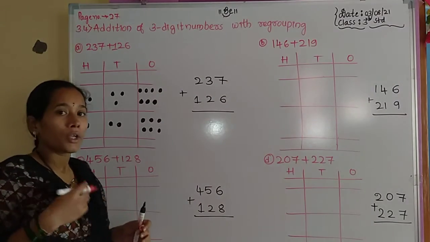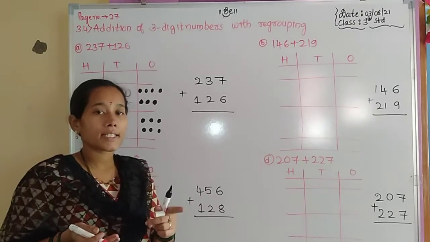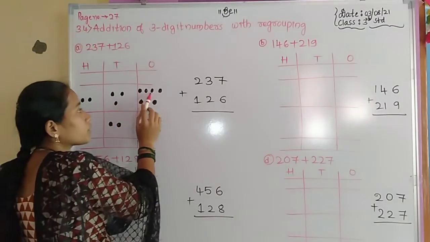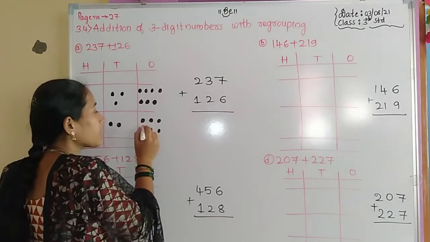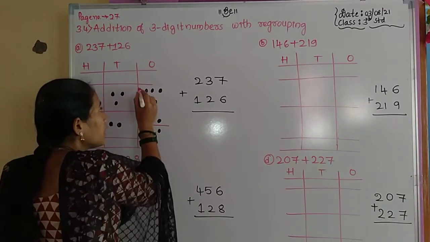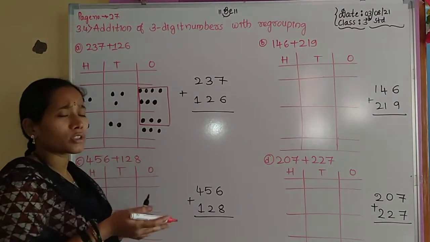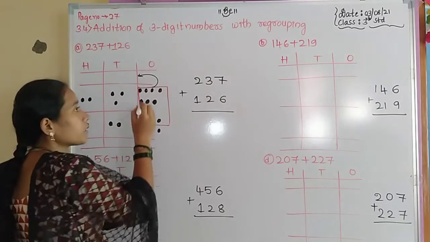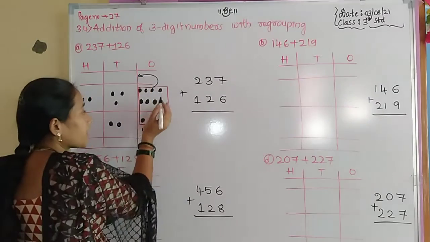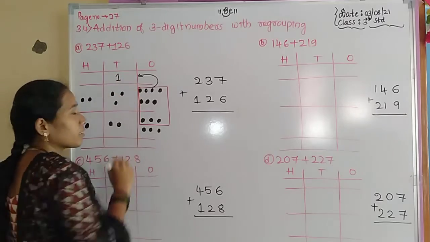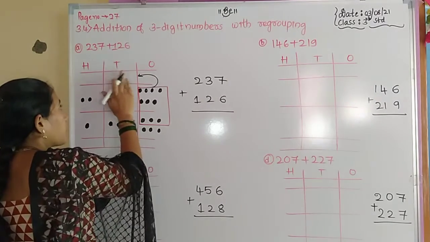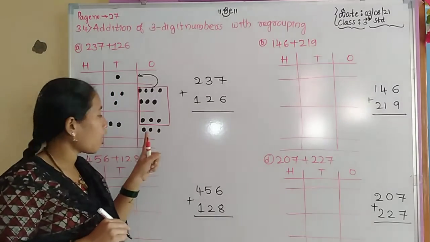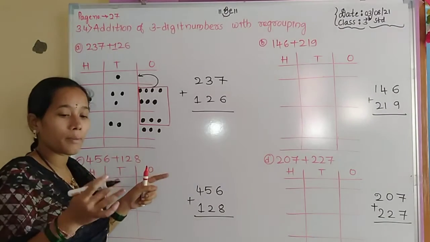How to regroup the number? You already know about that. 10 ones is equal to 1 ten. Here we make a group of 10 dots. See 1, 2, 3, 4, 5, 6, 7, 8, 9, 10. Here 10 dots are there. We make a group of these 10 dots. These 10 dots are equal to 1 ten. So we shift this to the next position as a carry. So here 10 dots is equal to 1 dot in the tens position. Here the remaining dots are how many? 1, 2, 3. Only 3 remaining in the ones position.